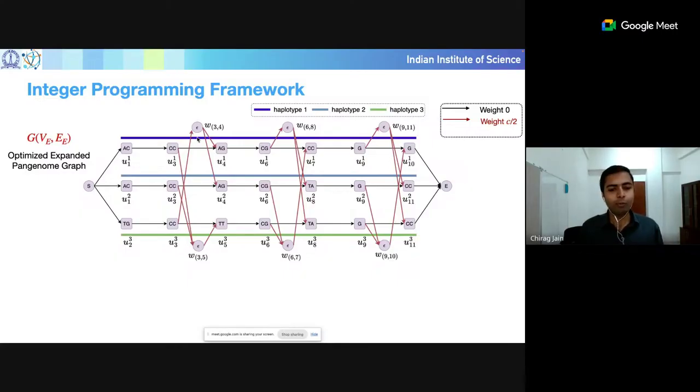Okay, so now I move forward, and just to remind you, the goal is to find an inferred path where we want to minimize the number of recombinations as well as the number of anchor paths missed.